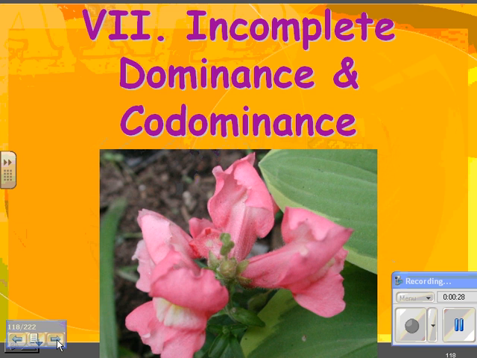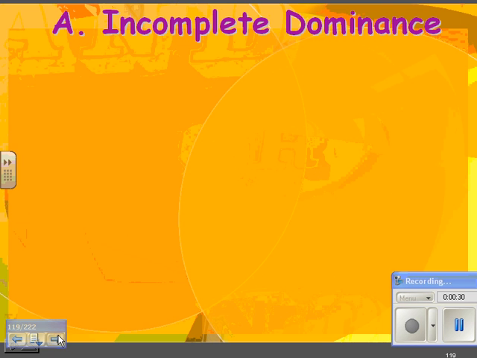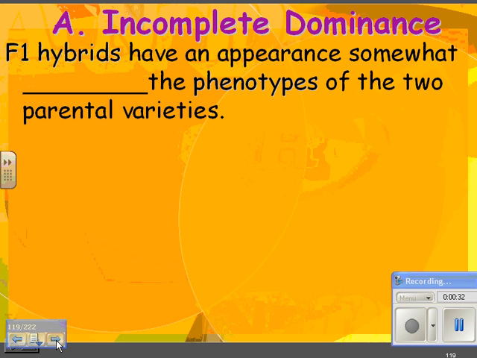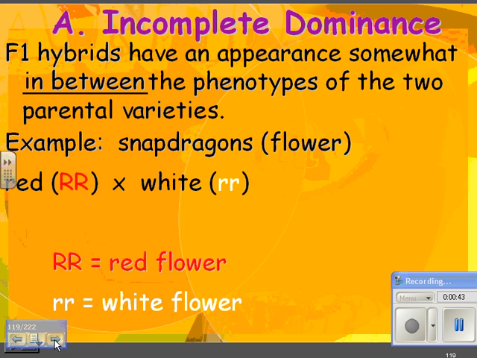So let's look at what those are. Some traits show incomplete dominance. For example, the F1 hybrids have an appearance that's somewhat between the phenotypes of the two parental varieties. So that's what it means, and let's now look at an example. Here's snapdragons. It's a flower. If you have the red flowered one and the white flowered one, big R is red, little r is white.